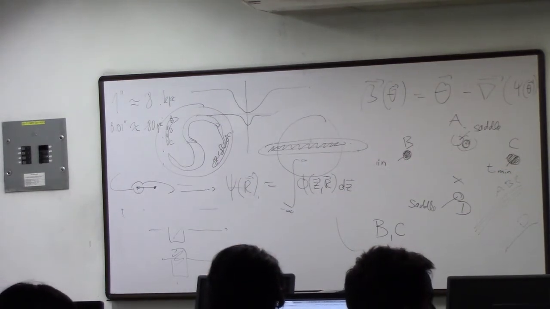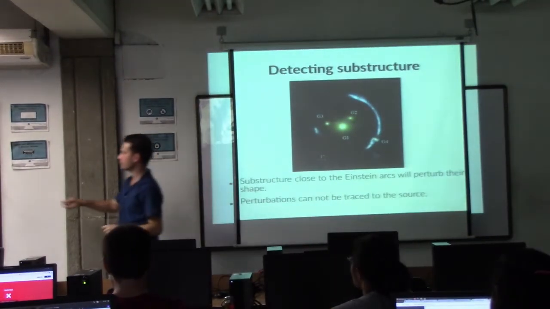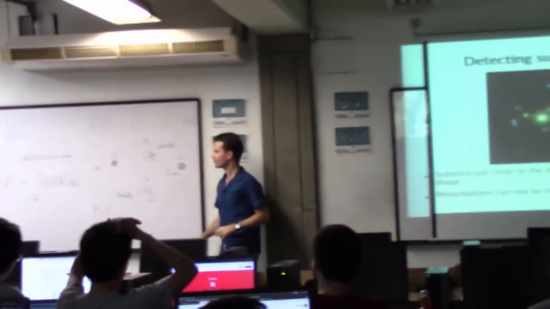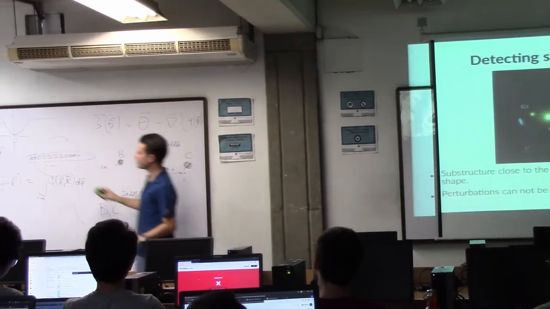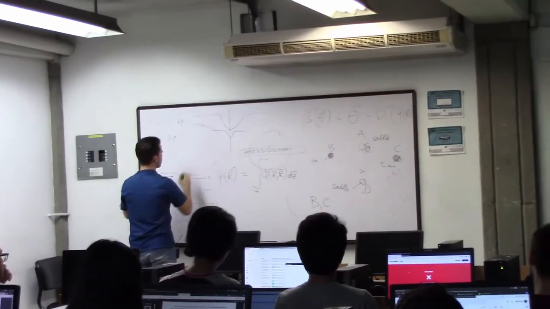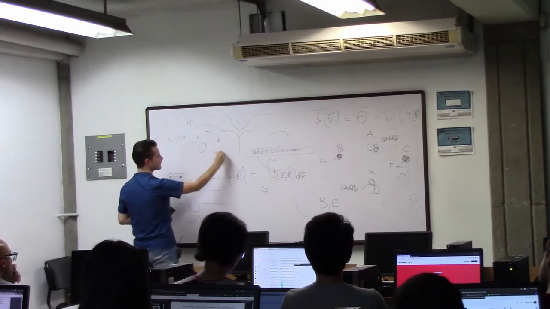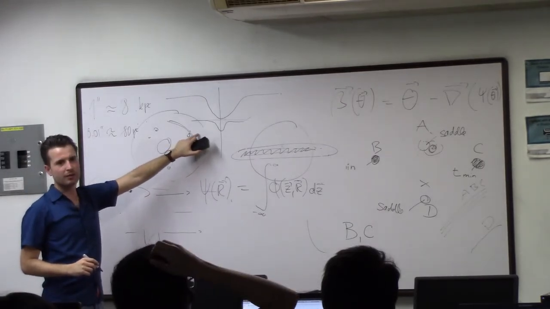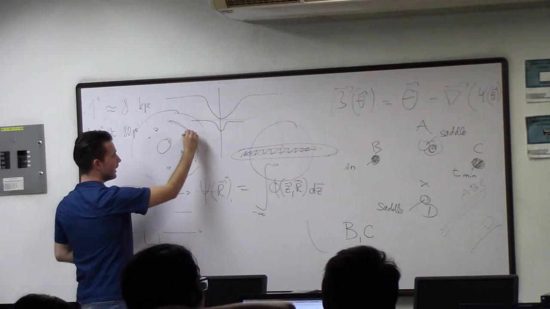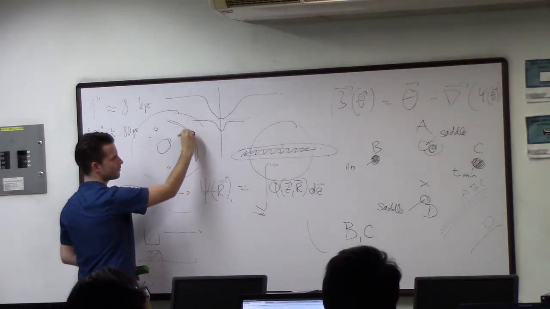So just to finish, there were a few very good points that also saved me some slides. So now imagine you have all this substructure floating around in the galaxy. I'll reuse my sketch. And you have an Einstein arc. So I have my big galaxy, lots of small things floating around. There's an Einstein arc coming over here. And if you have a nearby subhalo, it will act as its own small gravitational lens and make a kink in your Einstein arc.